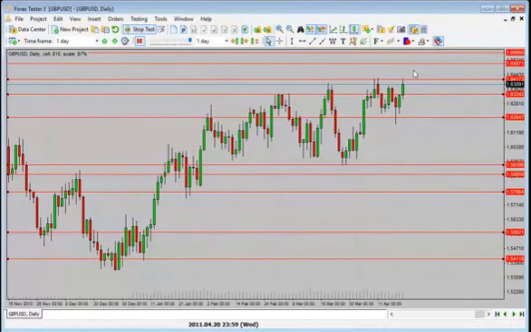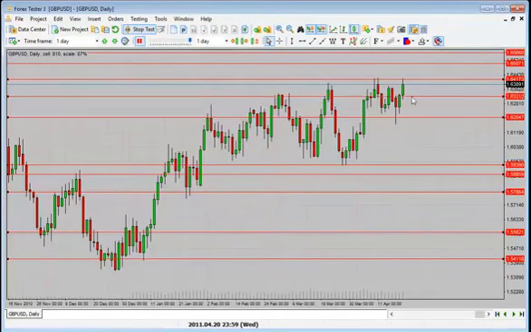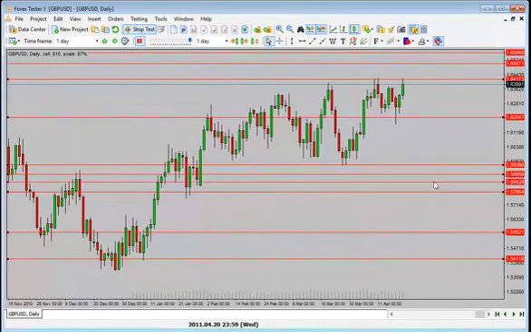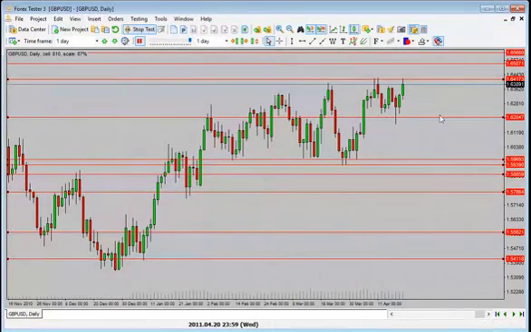Or because we are consolidating right here, it could continue consolidating. So I'm reluctant to take a long here till I see the price close on the other side and continue upwards, because otherwise we are in this sideways move that price has been trading in. So let's take a look.